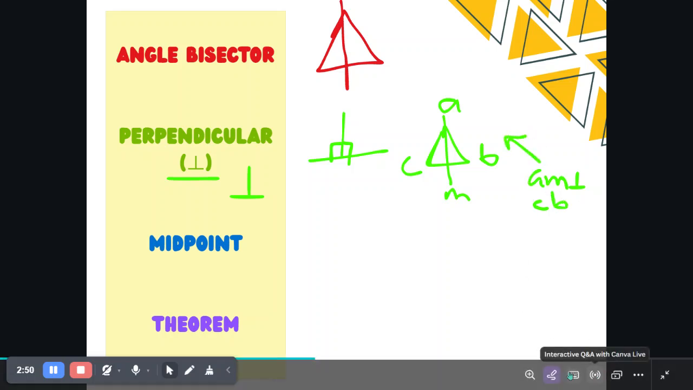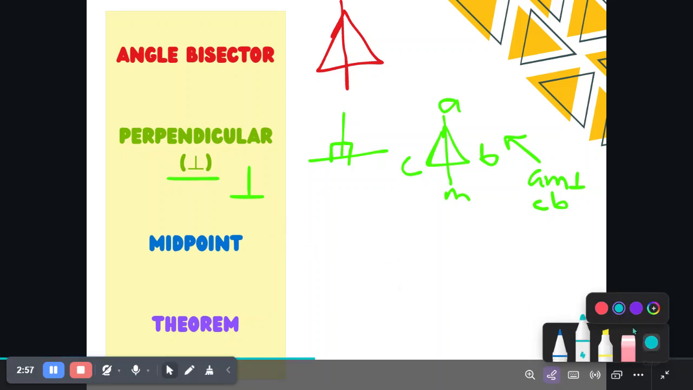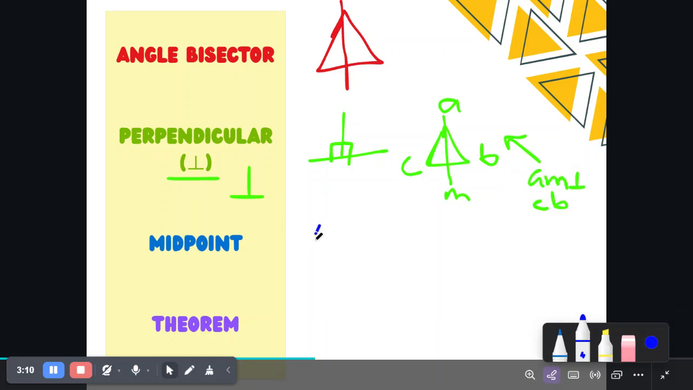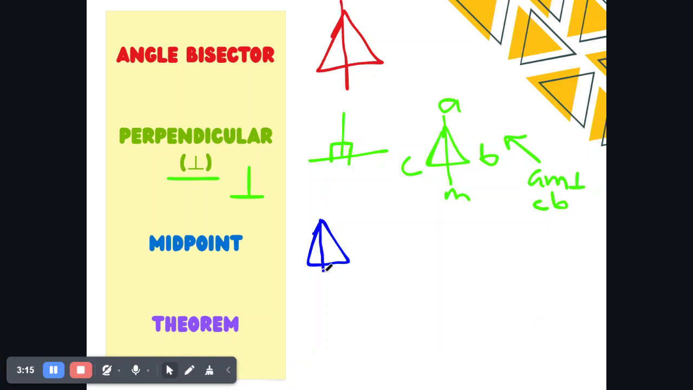So next we're going to explore midpoint, which I'm going to be doing in a blue color. Okay, so a midpoint is basically the middle of any given context. So say we have an isosceles triangle, a bisector going through it. We can label this point M. M is the midpoint.